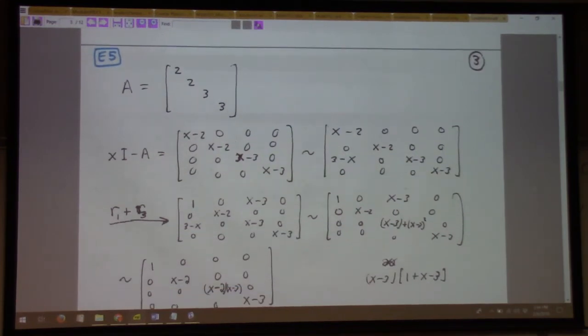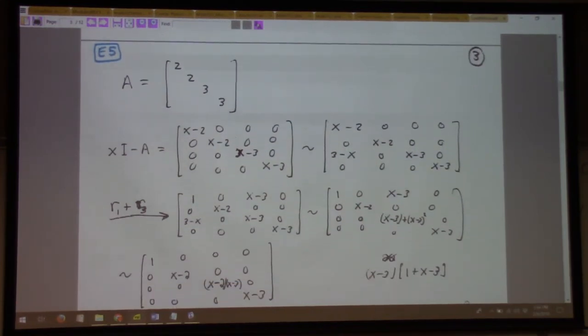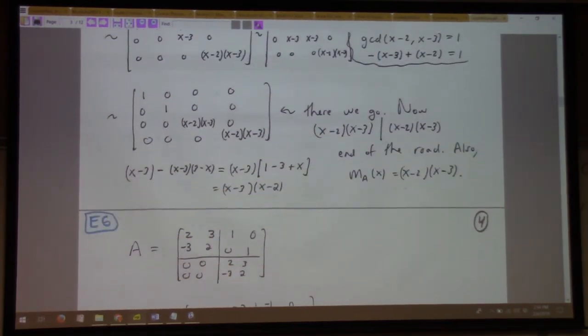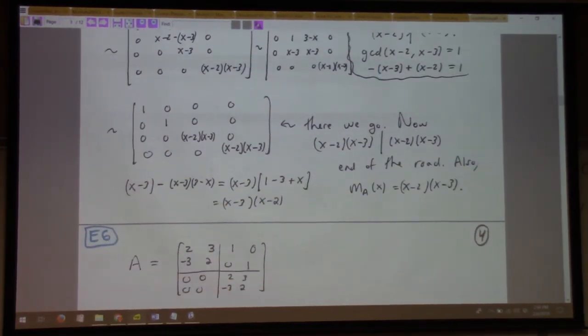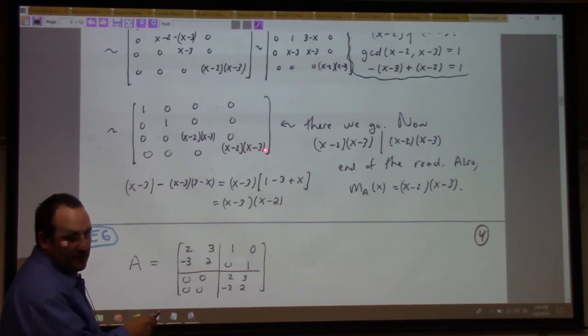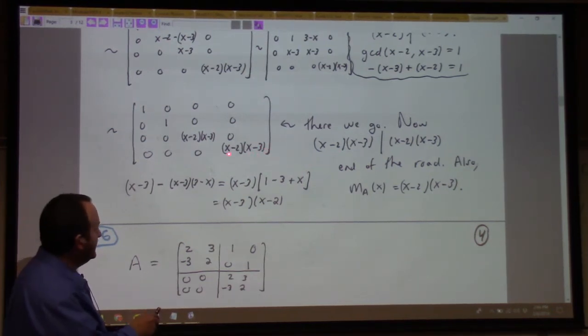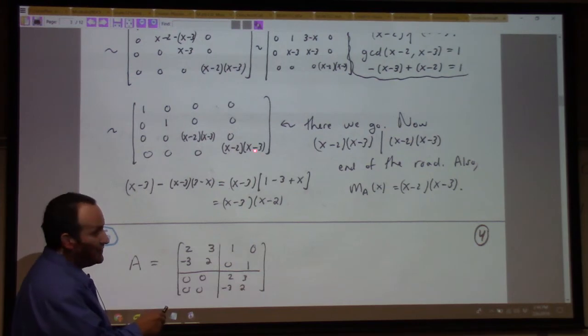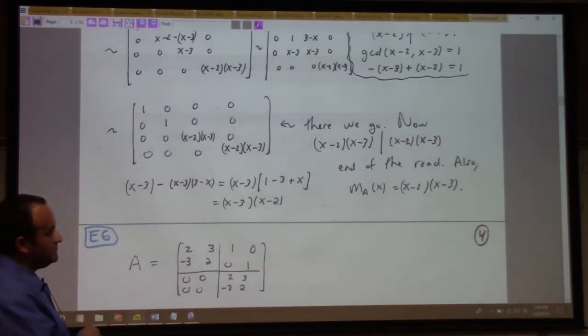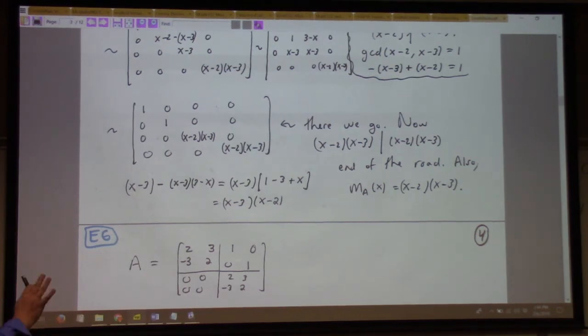Here's a slightly greedier example, 2, 2, 3, 3. And so you go through all these steps. Eventually, I got to this. So in this case, the minimal polynomial is (x minus 2) times (x minus 3). But the characteristic polynomial is (x minus 2) squared times (x minus 3) squared. The rational canonical form for this would look like the following.